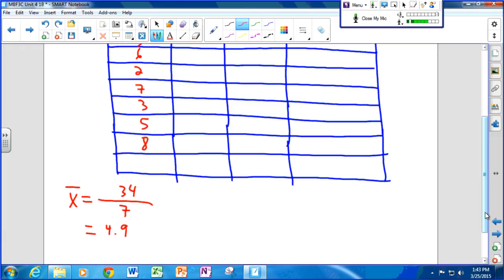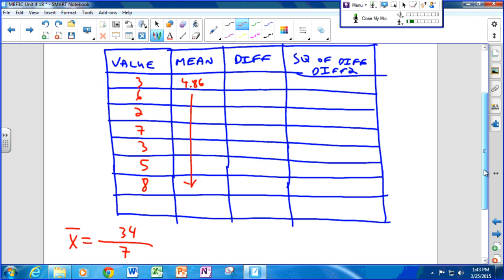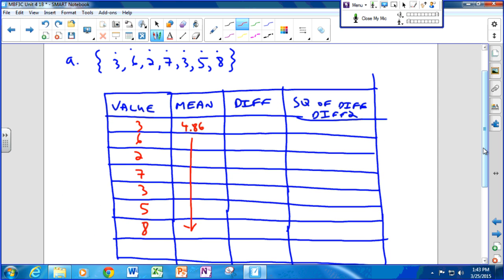Let's call it 4.86. I sort of hesitate to put any more accuracy than that, but I think that'll probably be fine. So it's going to be 4.86 all the way down. Okay. All right. So 3 minus 4.86 is minus 1.86.